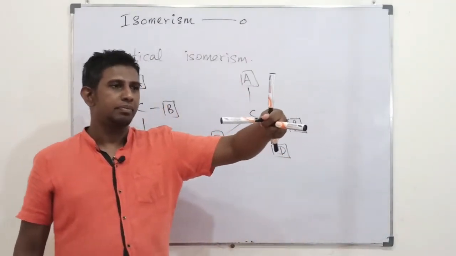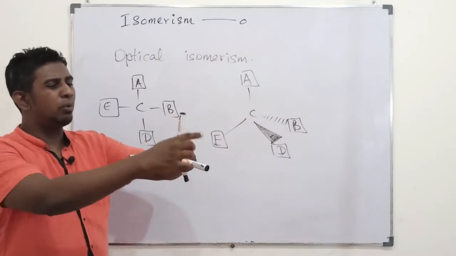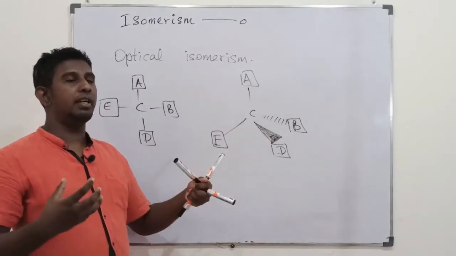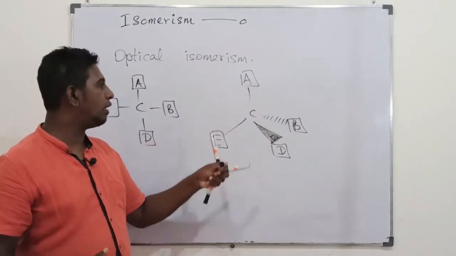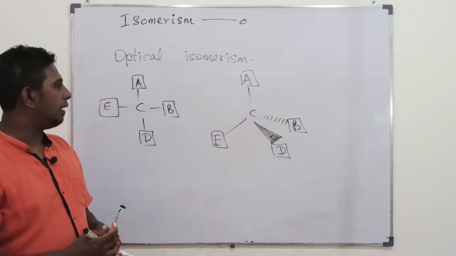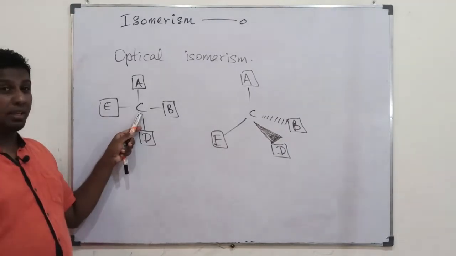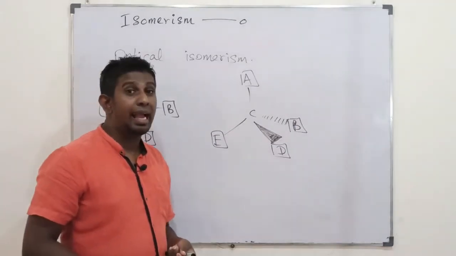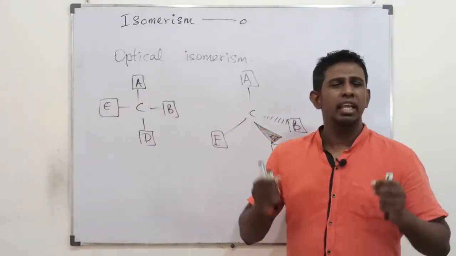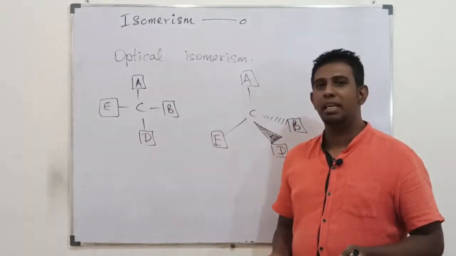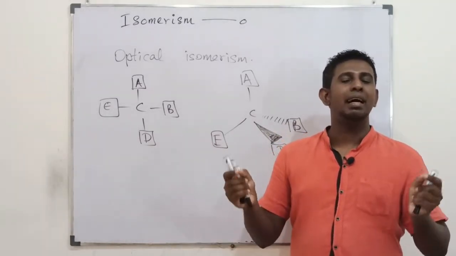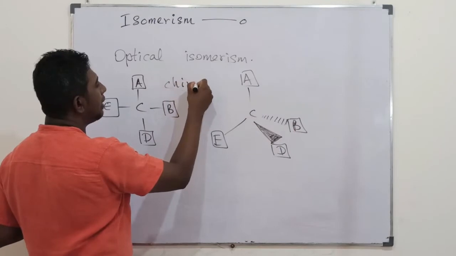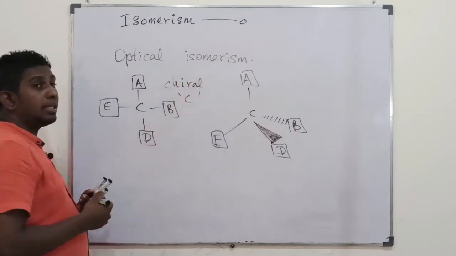So in 3-dimensional space, those would arrange tetrahedrally in this manner. But now these attachments are 4 different groups, either atoms or groups, bound to this carbon. So this is the structural formula. This kind of carbon is identified as an asymmetric carbon. Another name standing for the same is chiral carbon. We call it chiral carbon.